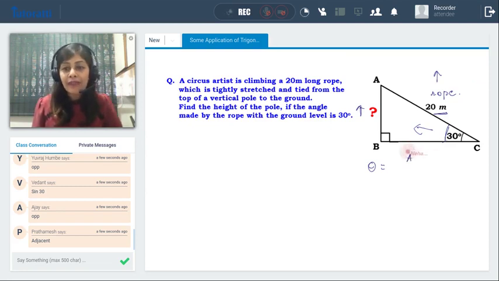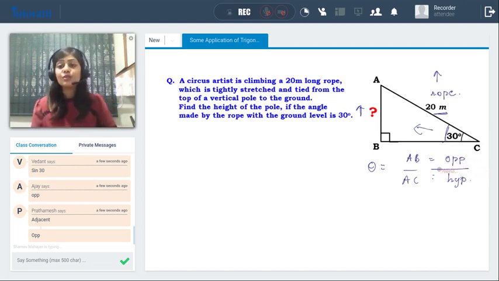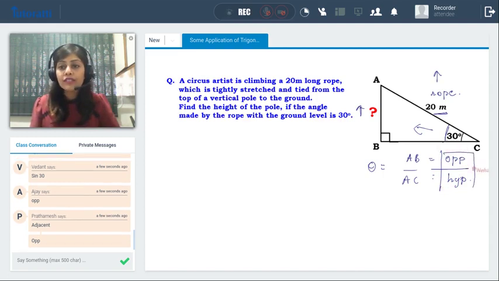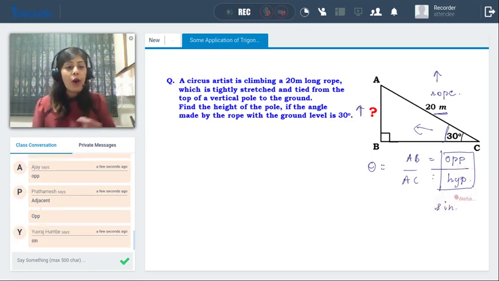So we know that AB is the opposite side. Yes, and AC is the hypotenuse. Yes, definitely AC is the, oh, Prathamesh, opposite. Yes. So AC is the hypotenuse. And students, we know that opposite upon hypotenuse is a very special kind of ratio in our trigonometry, and it is known as the sine ratio. Yes, opposite upon hypotenuse is known as the sine ratio.